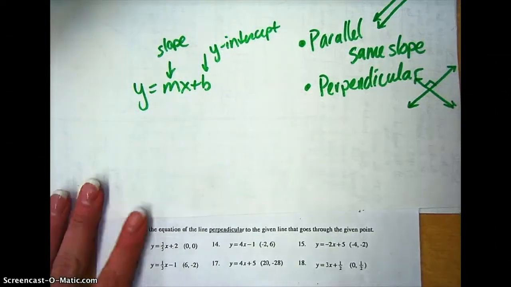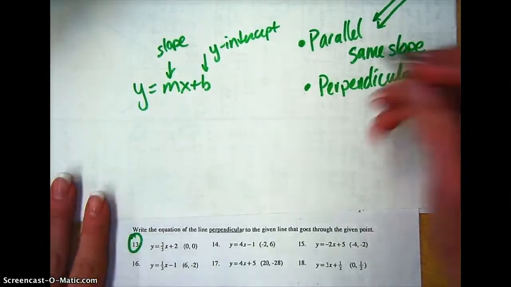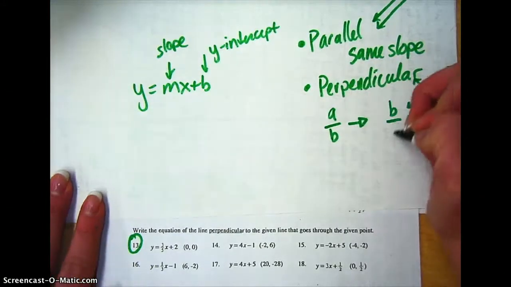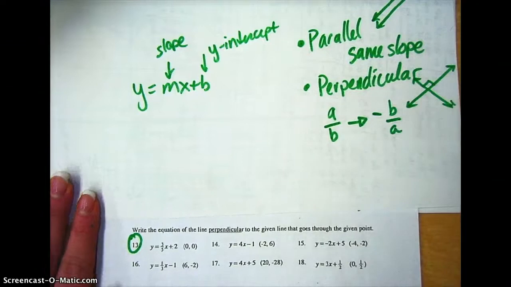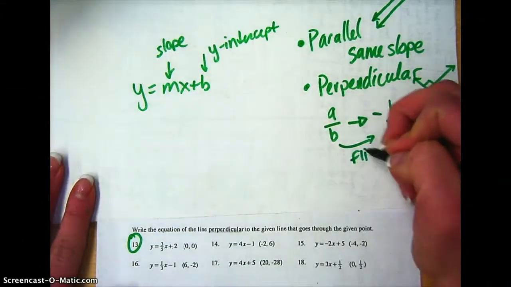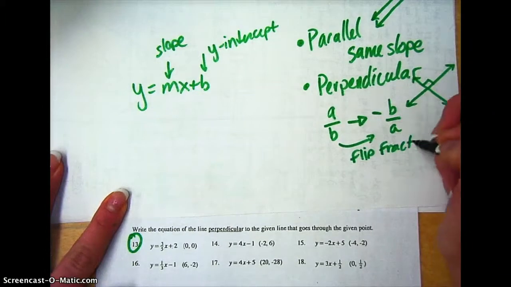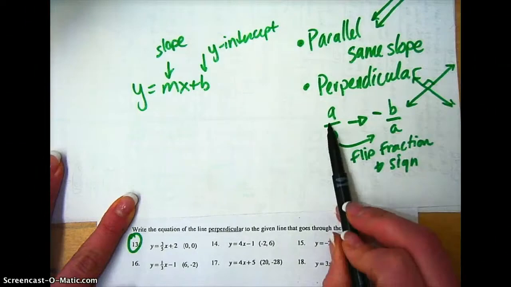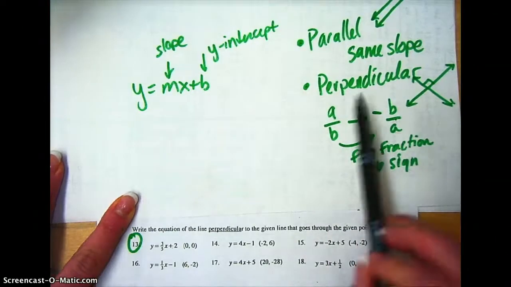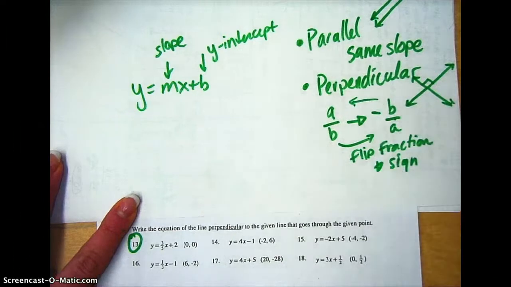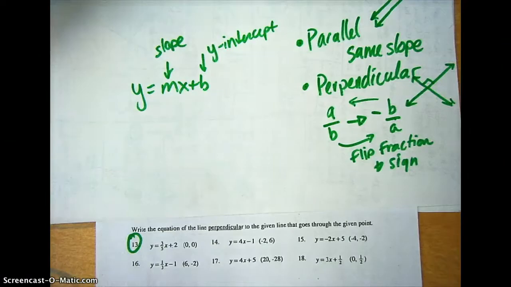The perpendicular lines have a relationship between their slopes that is the following. If one slope is a over b, the other slope is negative b over a. This is really weird, but what we're going to do is flip the fraction and the sign. The fraction went from a over b to b over a, and it went from positive to negative. Sometimes I'll take it from negative and turn it positive. But that's how I'm going to work with perpendicular.